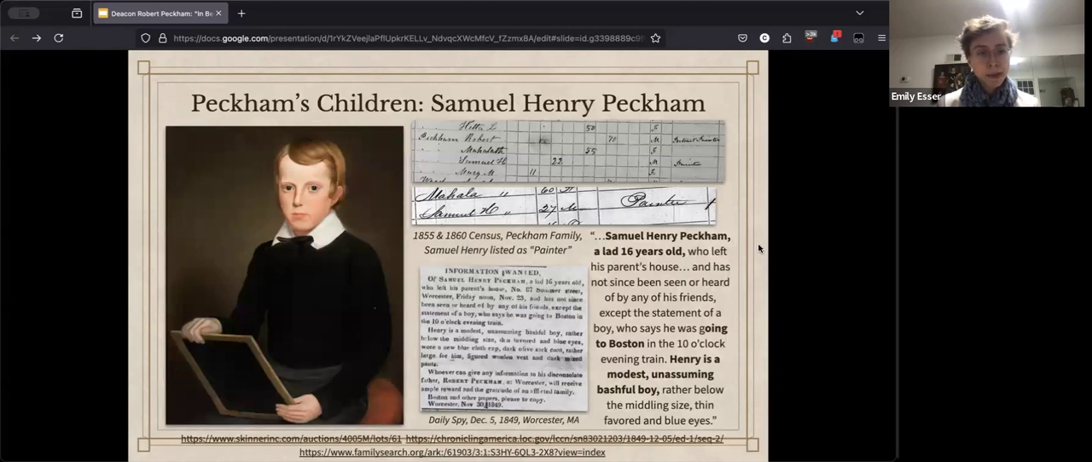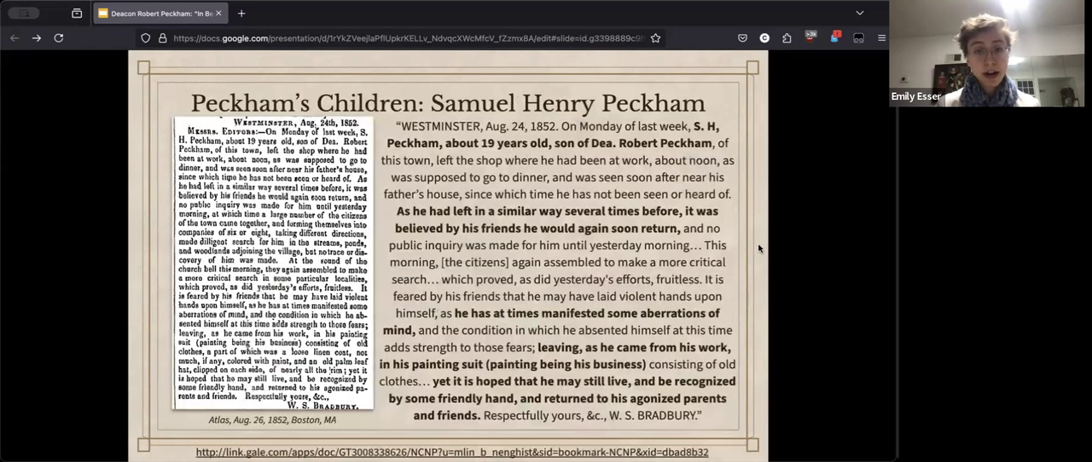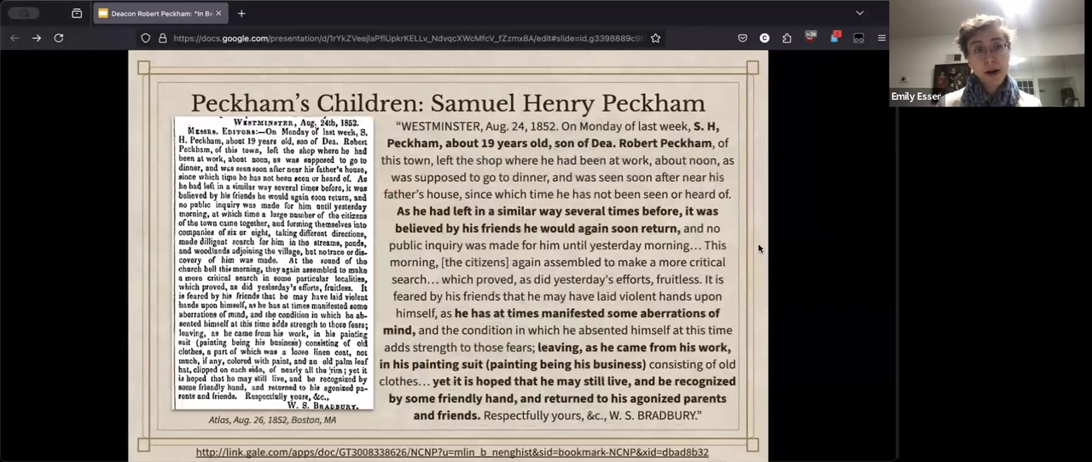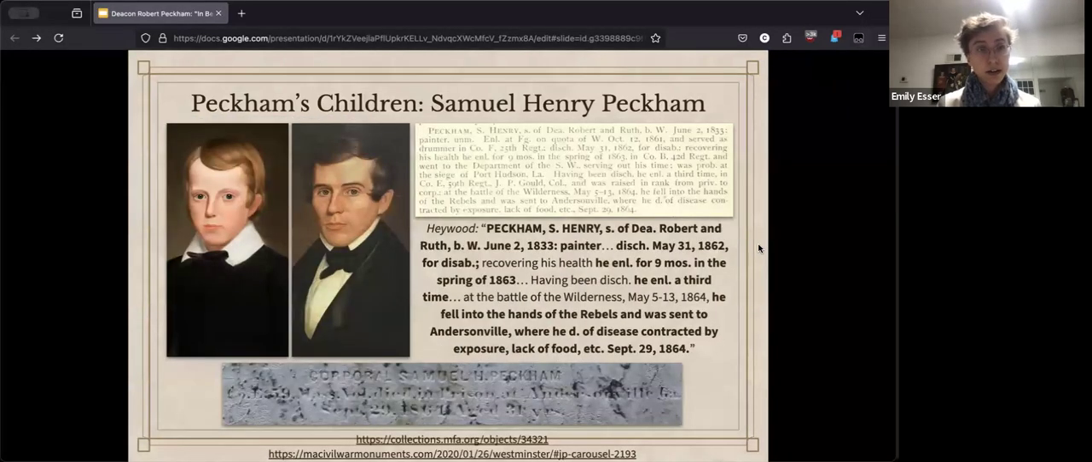Here's Samuel Henry, cute little guy with a slate here. Unfortunately, he ran away from home a couple of times. And there are notices in the paper about this at 16 and again at 19, which mentions some issues with his mental health. But Peckham really loved him. He really cared for him. He appears in his household census at age 22 and again at age 27, in 1855 and 1860, as a painter, a young man who was doing quite well for himself. Here he is as an adult.